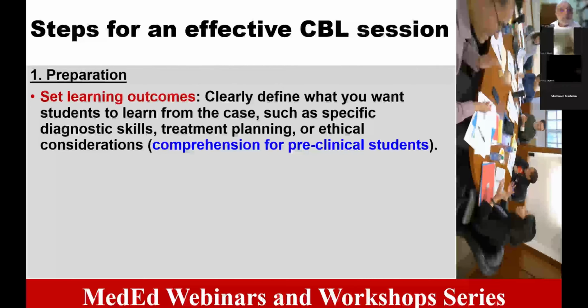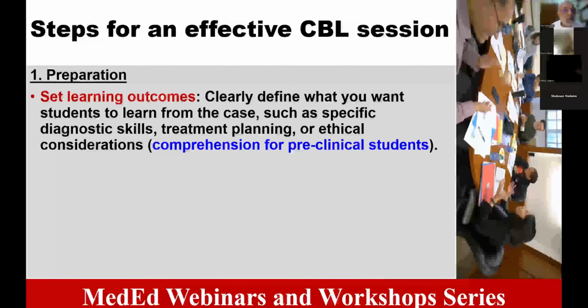Maybe in one particular session, we are focusing on diagnostic skills. Another maybe on treatment planning, maybe on ethical consideration. So we can have different sets of learning outcomes for each session. For preclinical, maybe our learning outcomes relate to the comprehension of that particular area. So that is one.